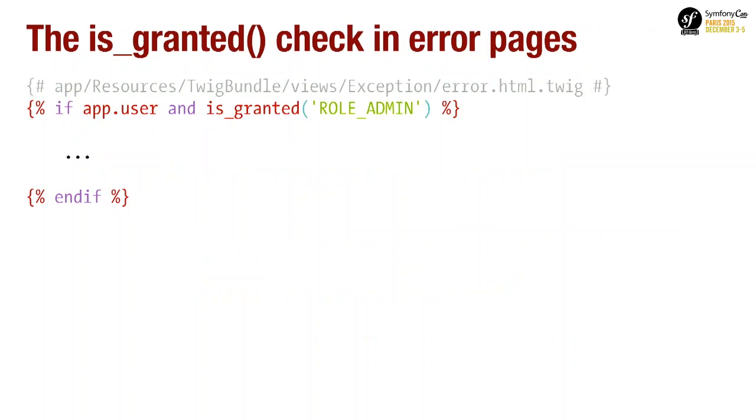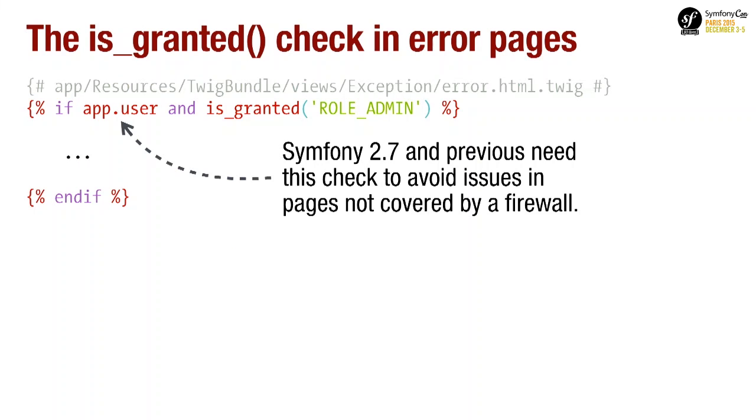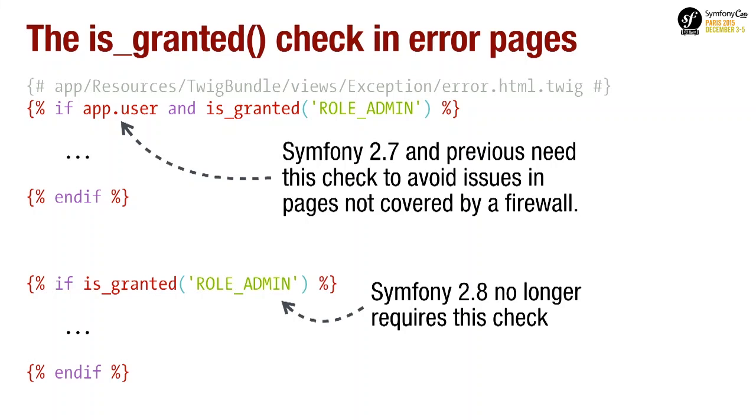And this one is my favorite. I'm sure that your templates, especially the error pages of your applications, look like this, because that check is needed for Symfony 2.7 and earlier versions. Because these pages usually are not covered by a firewall, and then an error happens. In Symfony 3.0, that check is not needed. It won't break the application if the page is not covered by the firewall. So the templates are much nicer, not having to do that app.user check.